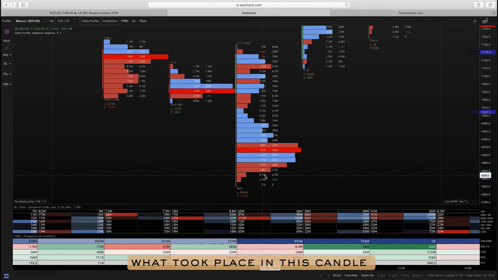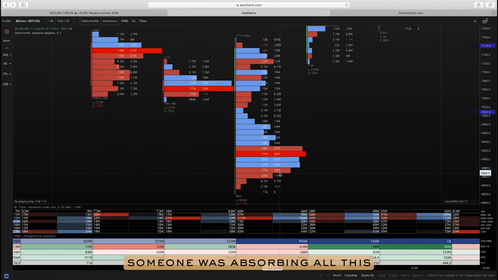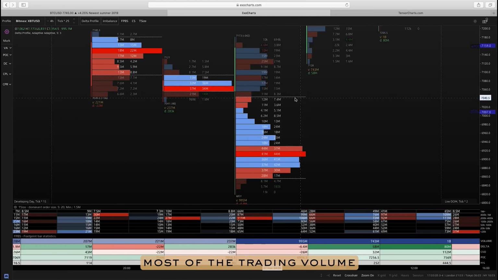So now we understand what took place in this candle. We could see all of the volume transacted down here, a ton of two-way trading between buyers and sellers. The candle was negative, so negative delta, meaning more aggressive sellers than buyers. What that means is someone was absorbing all of this, because we finished up here. If we put on the value area tool, you can see that most of the trading volume took place from here to here, yet we finished above this value area. And as the cherry on top, most of the trading in this candle was larger position sizes, from 100,000 contracts and up, mostly from 200,000 and up.